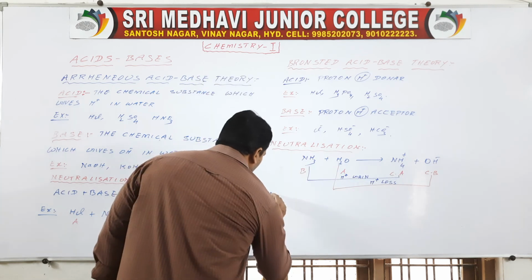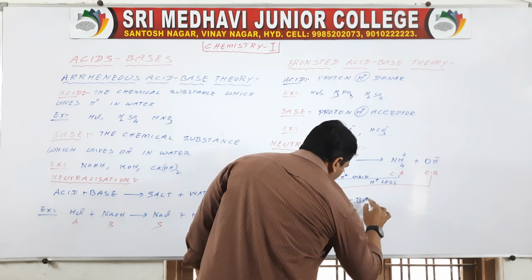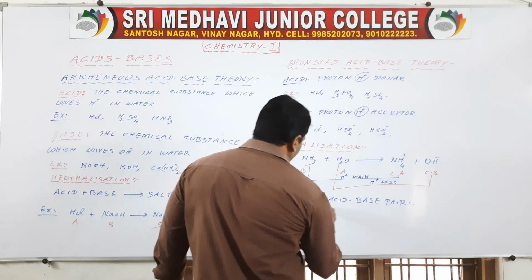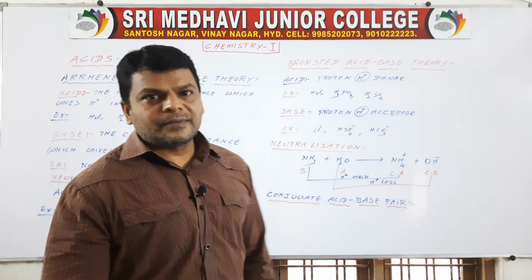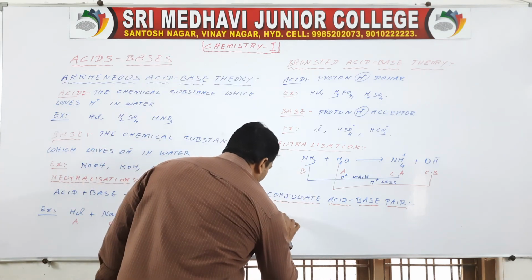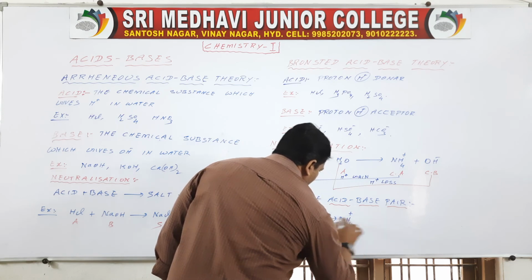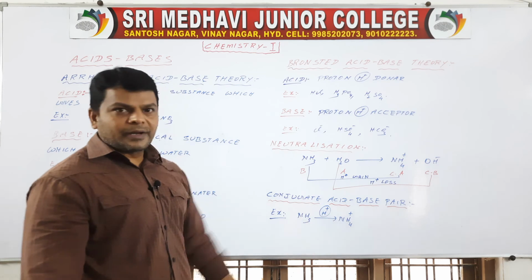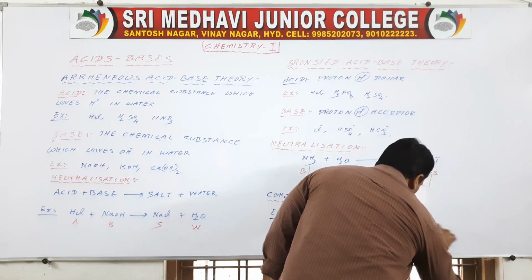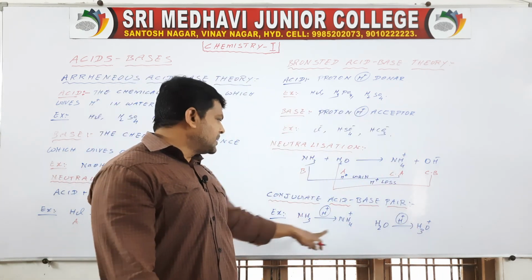Here you have to know conjugate acid base pair. So what is a conjugate acid base pair? The acid base pair which differ by a proton are called conjugate acid base pair. For example, NH3 to NH4 plus, what is the difference? One proton. Here H2O to H3O plus, what is the difference? One proton. So these two differ by a proton.